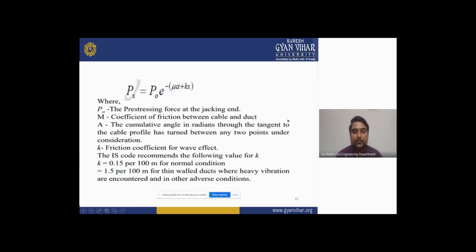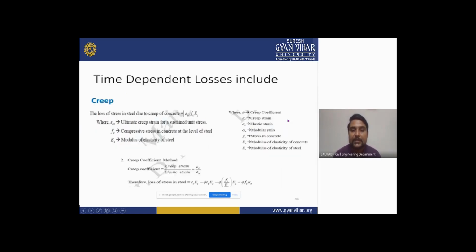The IS code recommends the following value for K. K will be equal to 0.15 per 100 meter for normal conditions, and 1.5 per 100 meter for thin wall duct where heavy vibrations are encountered and in other adverse conditions. Now we will see the time dependent losses.